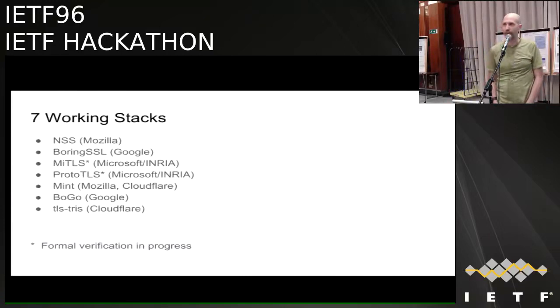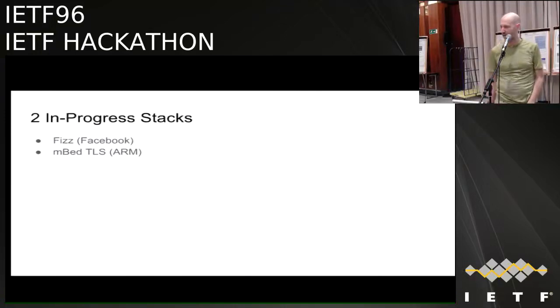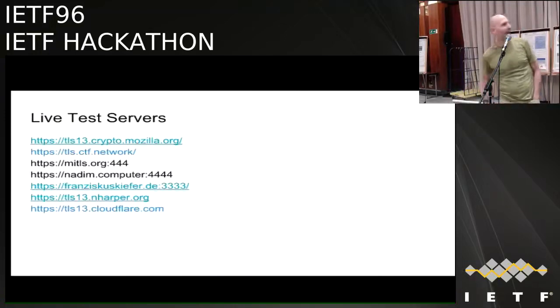Three of these are intended to go into production environments, namely NSS and BoringSSL, which power Firefox and Chrome respectively, and TLS Tris, which is Cloudflare's. There are a bunch that are either BoGo, which is Google's testing one that exploits a lot of problems people find in their stacks, and then 2 verifiable implementations from Microsoft and INRIA. We also have 2 in-progress stacks from Facebook and ARM. And a pile of servers which you could go and test yourself if you had your own TLS 1.3 implementation.